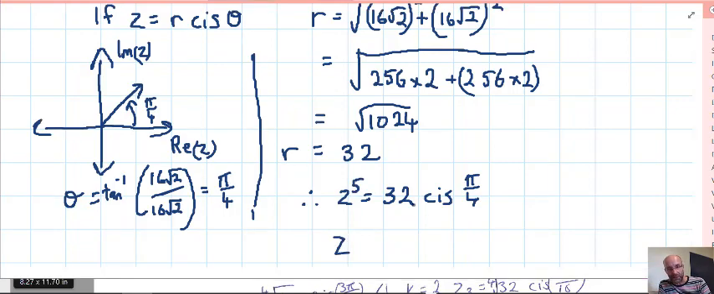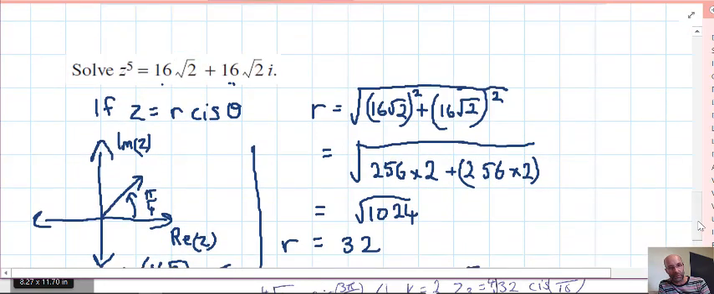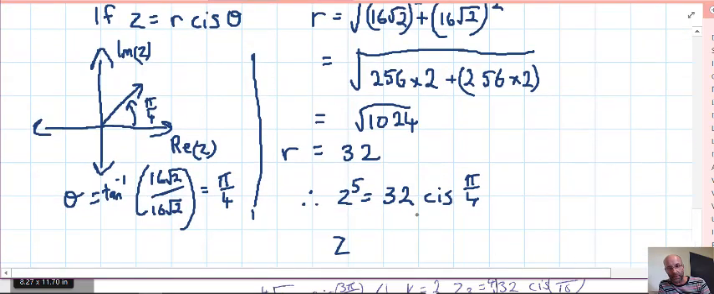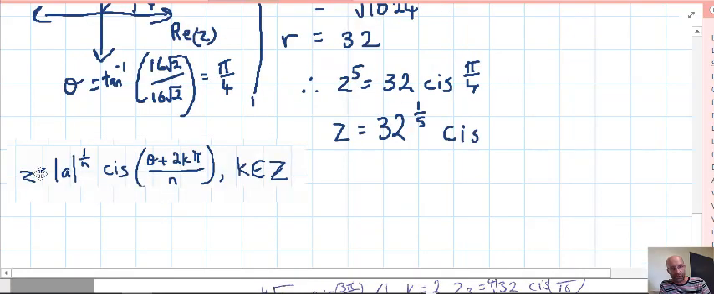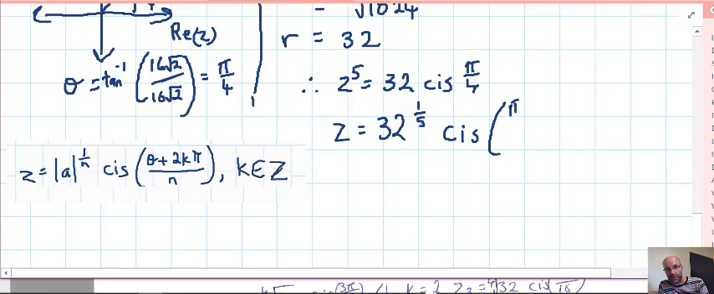So let me say that clearly, z to the power 5 is that, because we were given the equation z to the power 5 is 16 root 2 plus 16 root 2i, so z to the power 5 is 32 cis pi on 4. And just remember from previously how we get z, I've just put that there on the side, and we've got our argument which is pi on 4 plus 2k pi over n, where k is an integer.